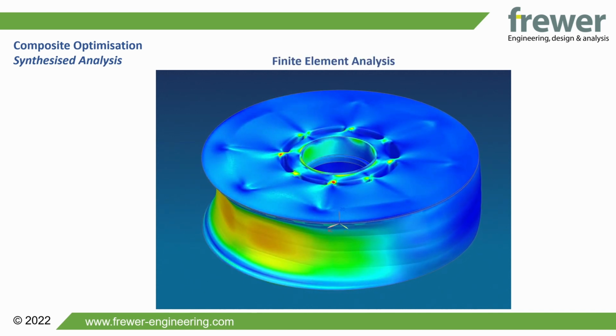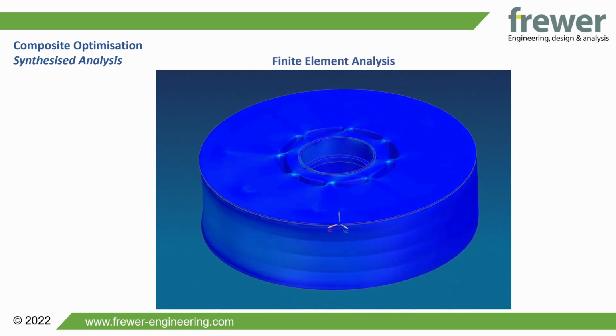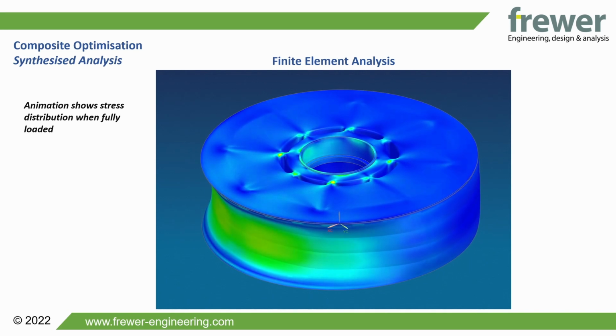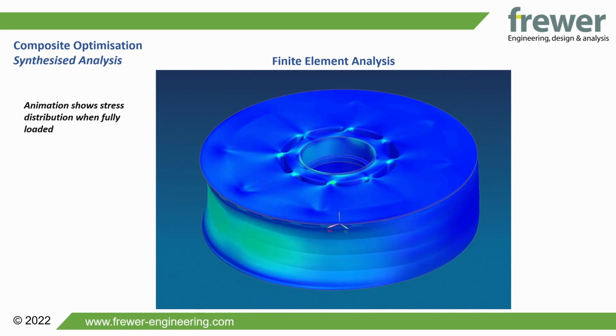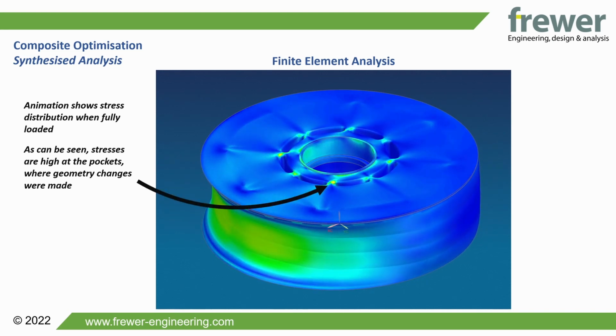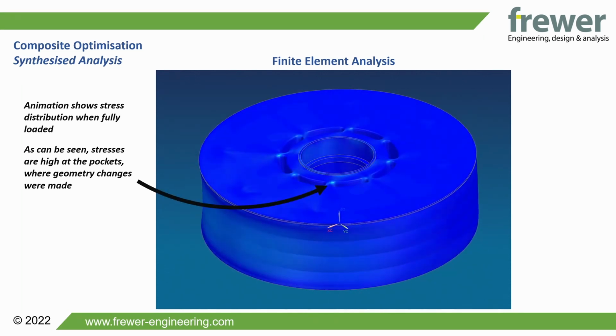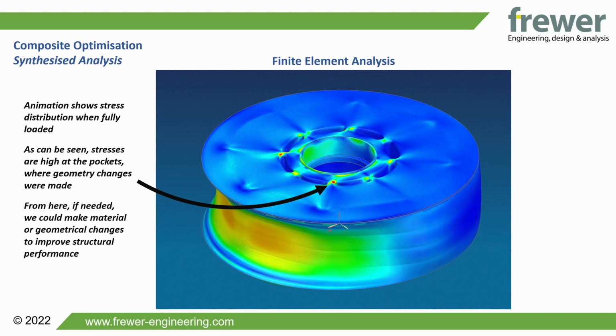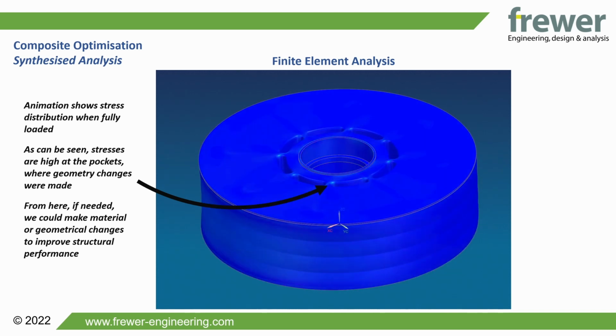To do this, we need to resolve the solution with the same boundary conditions, which has already been done here to save time. This animation shows the stress distribution results when the structure is fully loaded. As can be seen, the high stress area is at the pockets where we made geometry changes earlier. This example is failing in shear.